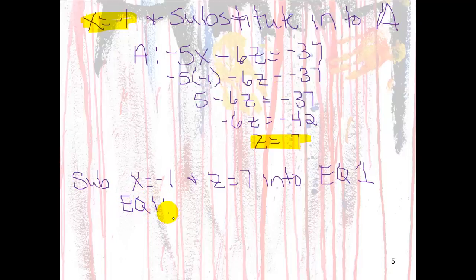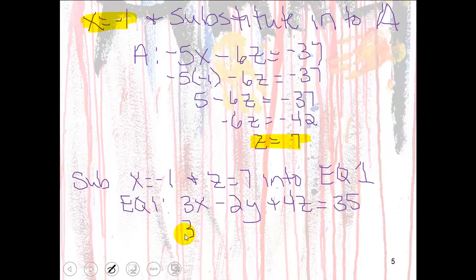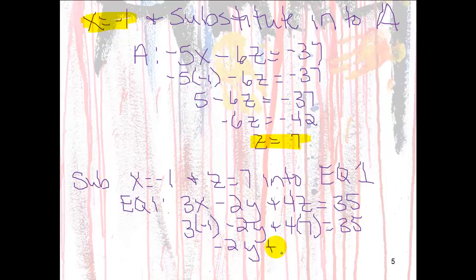Equation 1 is 3x minus 2y plus 4z equals 35. So I have 3 times negative 1 minus 2y plus 4 times 7 is equal to 35. This gives me negative 2y plus 25. This is 28. Minus 3 gives me positive 25. Negative 2y equals 10, and y equals negative 5.